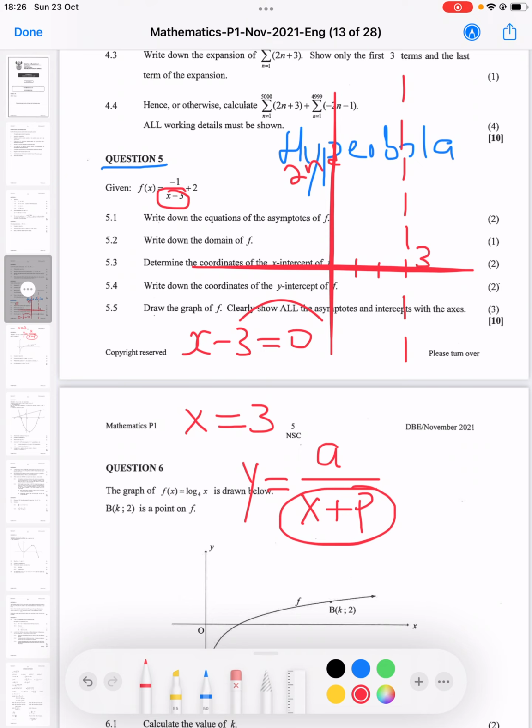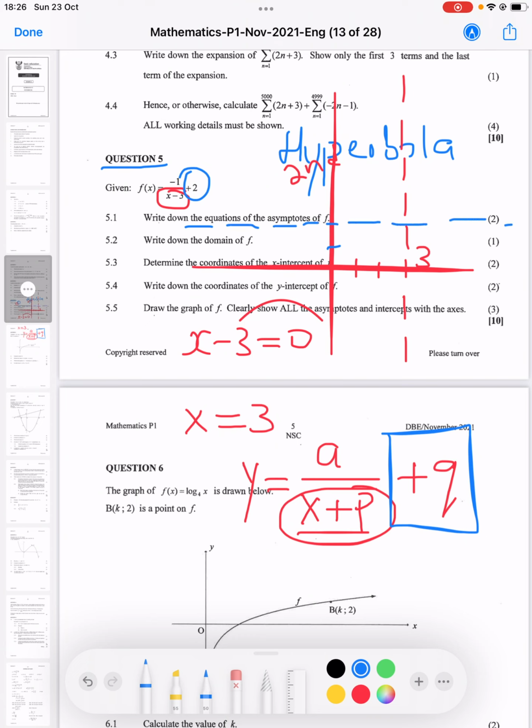This is what that part of the formula helps you to find. It helps you to find the x asymptote, and then now we have plus q over there. So that q, you take it as it is. In that case, it is positive 2. So that means you have your horizontal asymptote crossing where y is equal to positive 2.